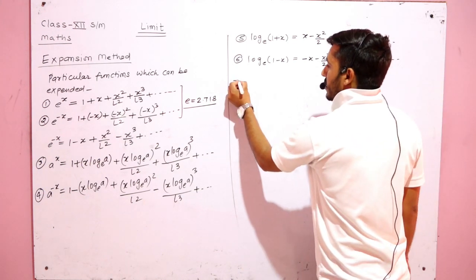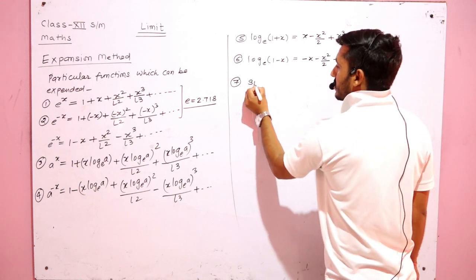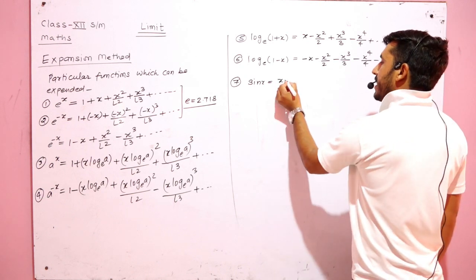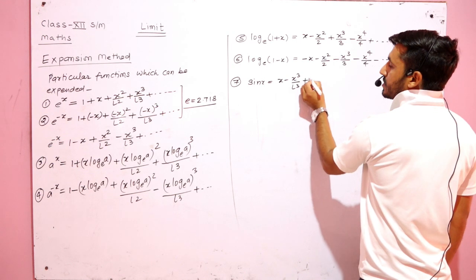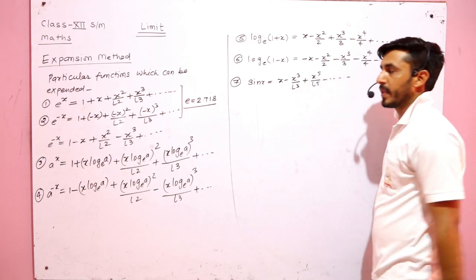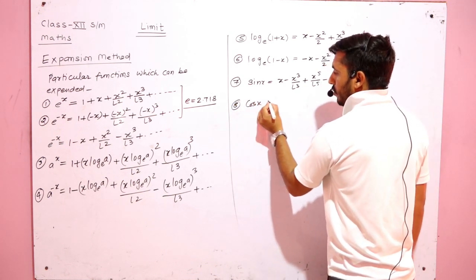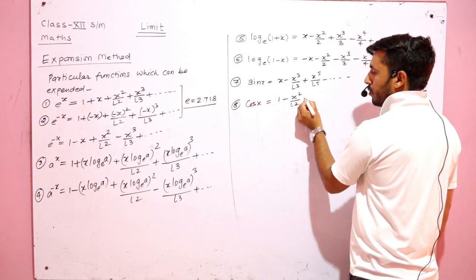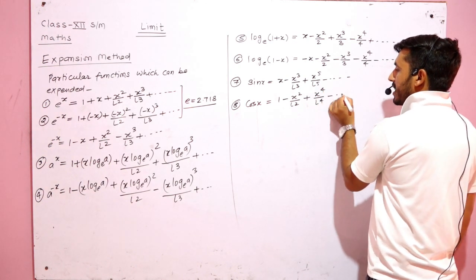Then the next functions taken are trigonometric functions like sin x. The expansion of sin x is given as x minus x to power 3 upon factorial 3 plus x to power 5 upon factorial 5 minus and so on. Again, the expansion of cos x is given as 1 minus x square upon factorial 2 plus x to power 4 upon factorial 4 minus and so on.